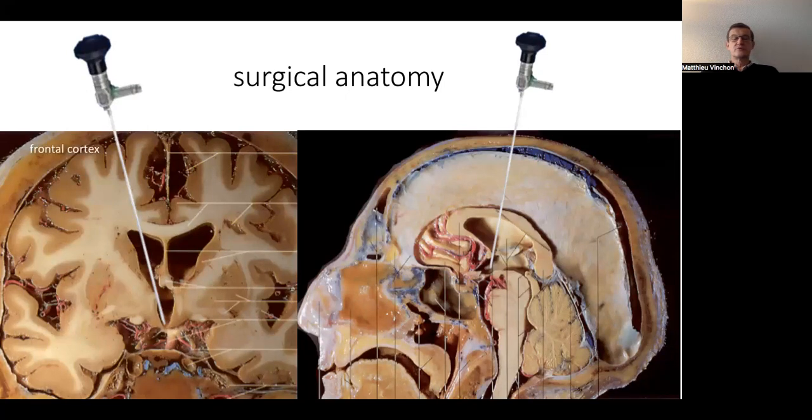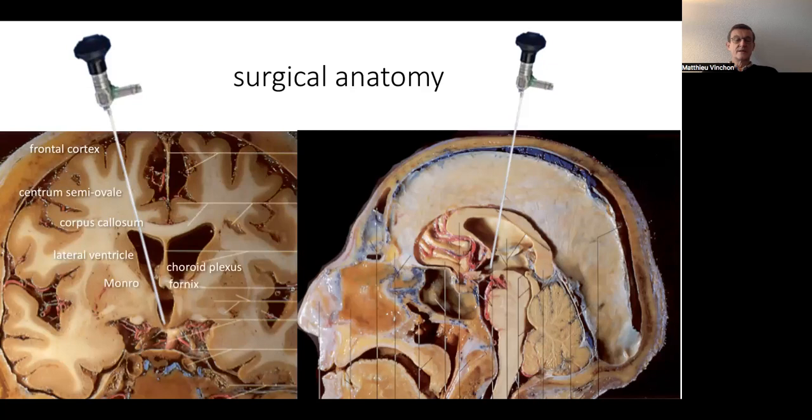You go first through the frontal cortex, through the centrum semiovale, the corpus callosum, where you may encounter some veins, which are completely unexpected. Then you are in the horn of the lateral ventricle, so the foramen of Monro, where you see the choroid plexus, the fornix.